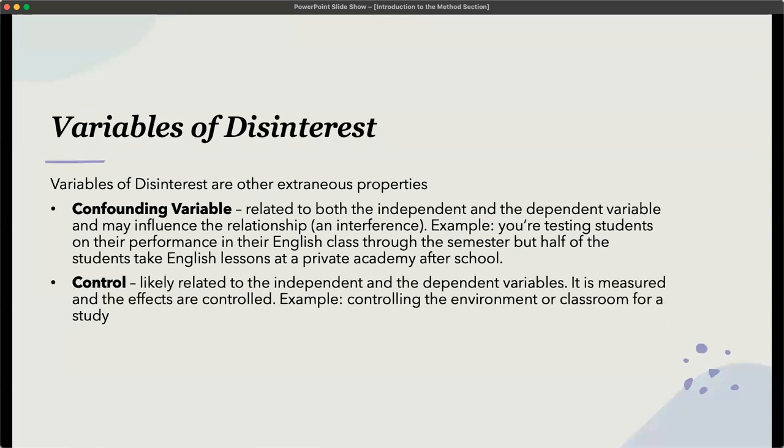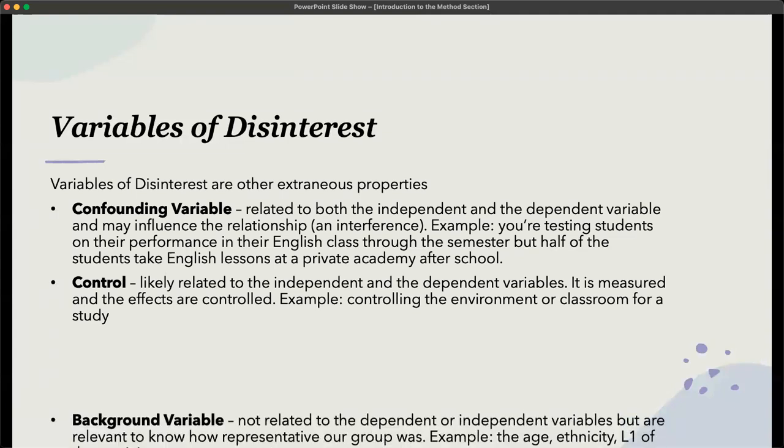Control. So this is likely related to the independent and dependent variables. It is measured and the effects are controlled. So this is where you can control the environment. Or if you're testing 2 groups of students, but they have different styles of instruction, a control could be making sure they have the exact same teacher for both classes.